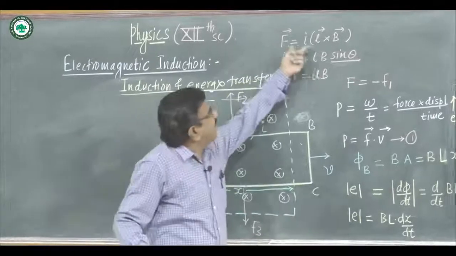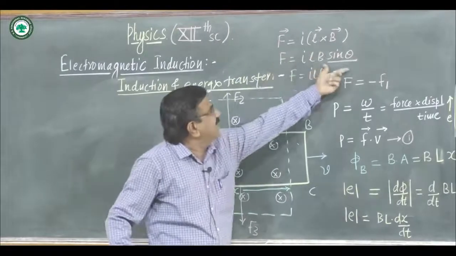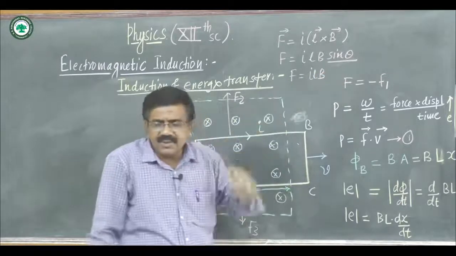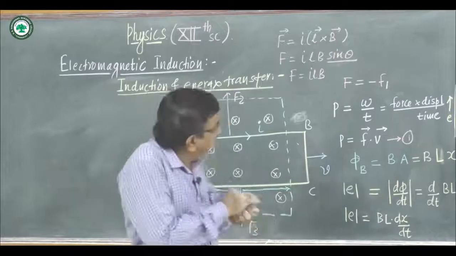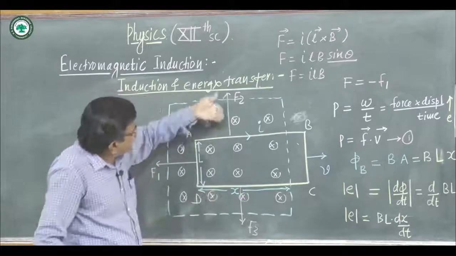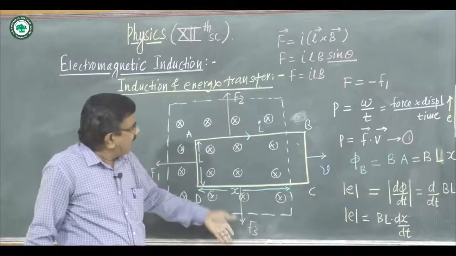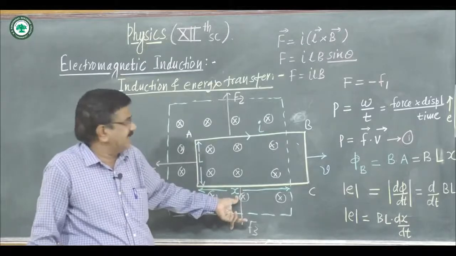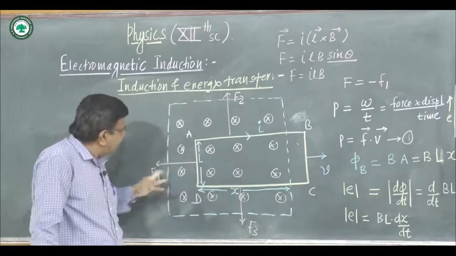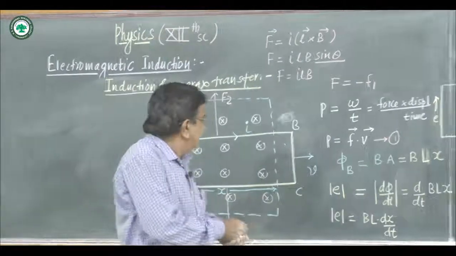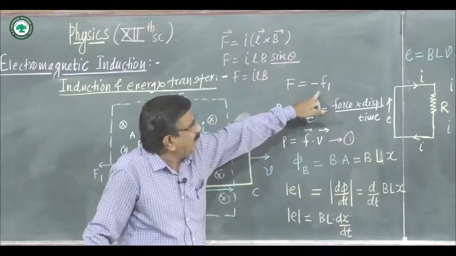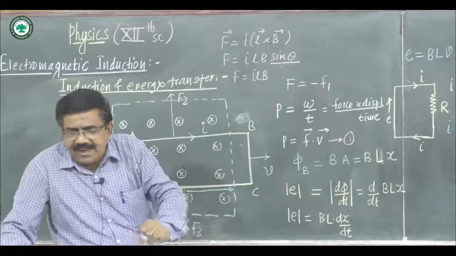As we know, F is IL cross B, F is ILB sin theta. If theta is 90, F is equal to ILB. Hence, due to this current, these segments of the loop experience forces, and as these two forces are equal and opposite, they cancel each other, but this force is unbalanced, that is F1. We have to apply the external force F here, and that F is opposite to F1.